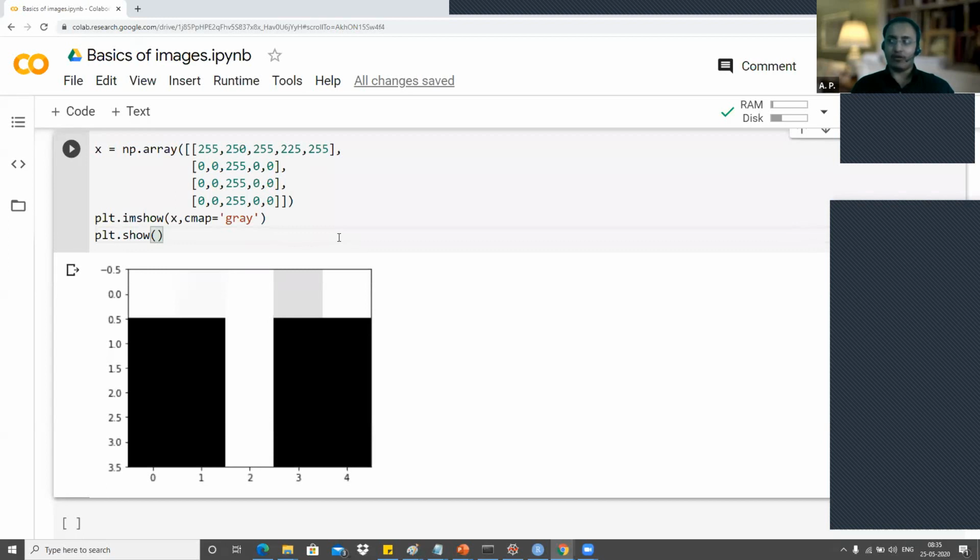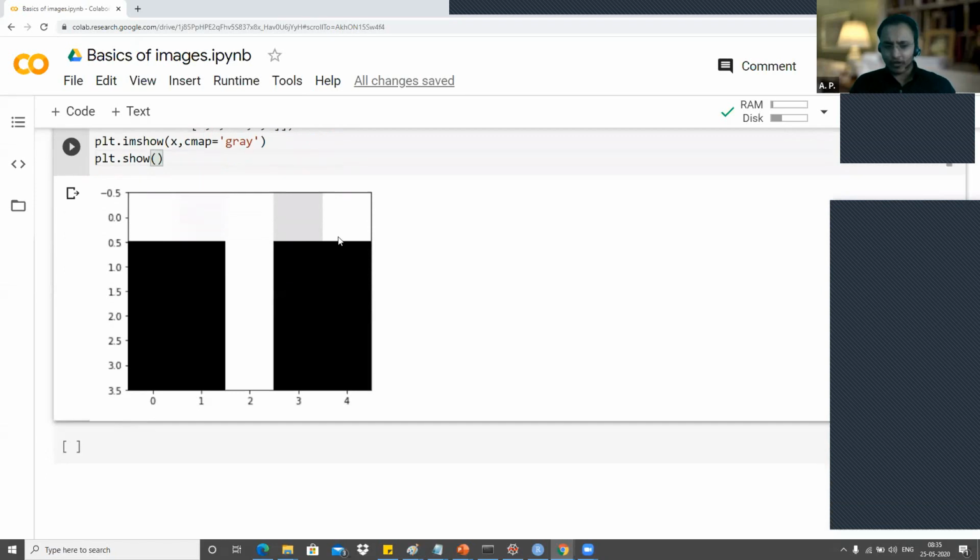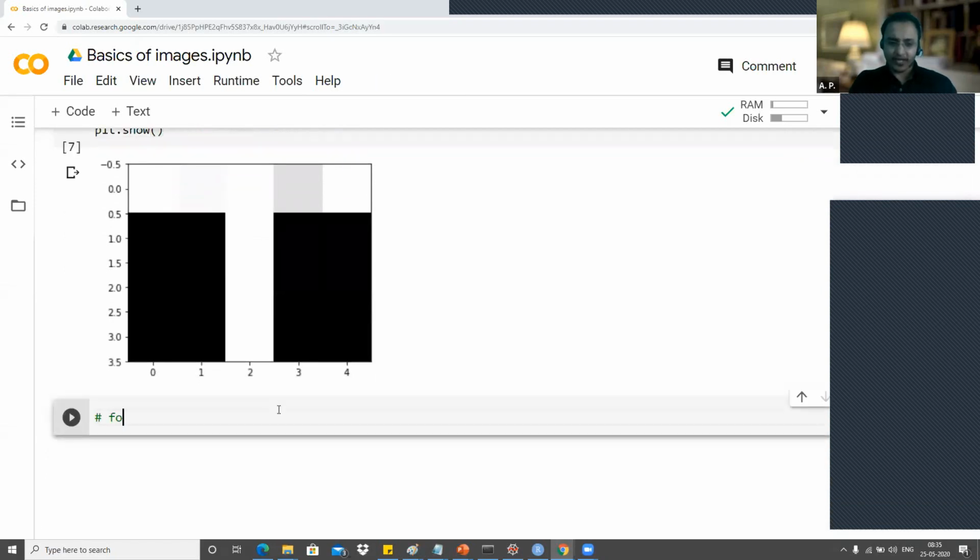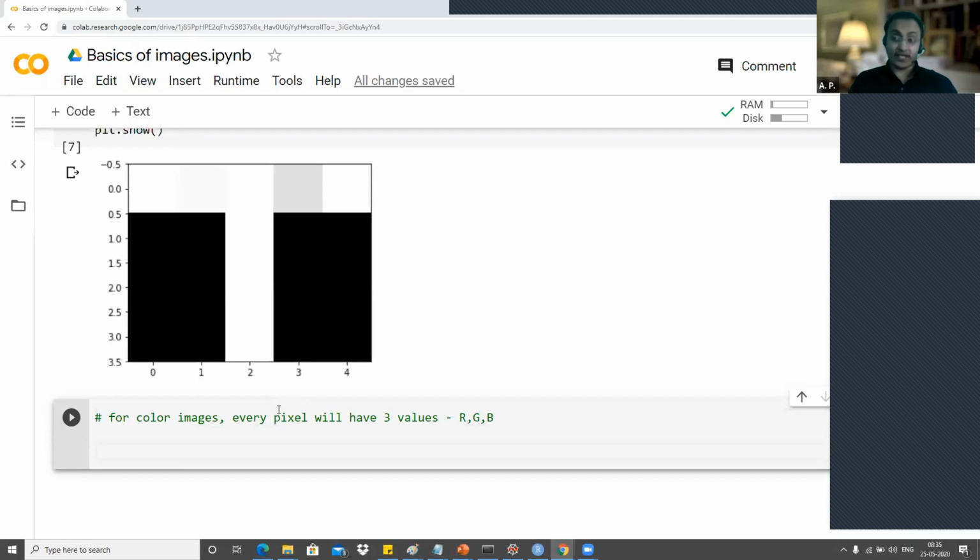And this was more on understanding grayscale images. What if we talk about color images, right? How do we build color images? So let's understand that as well. For color images, one of the fundamental ideas is that every pixel will have 3 values, which will be red, green, and blue, RGB. These are the standard space to represent color images. So in case of a grayscale image, every pixel is going to have 1 value. For a color image, every pixel is going to have 3 values.